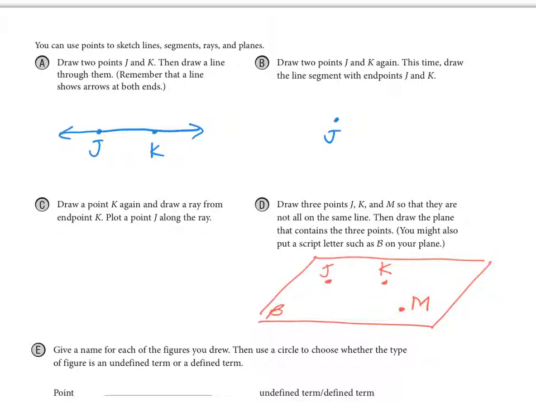And we're going to do a line segment this time. So here's my line segment. Yours doesn't need to look exactly like mine, but it should have the 2 endpoints, where one of the endpoints is J, the other one is K.